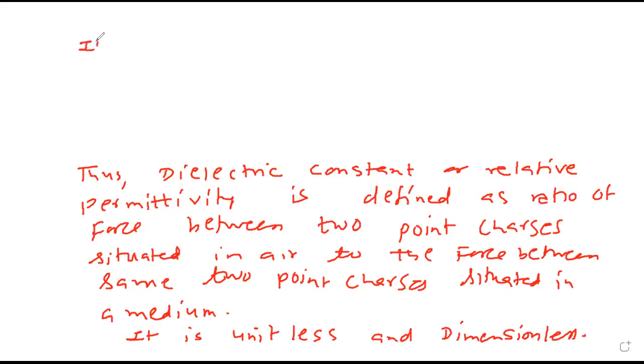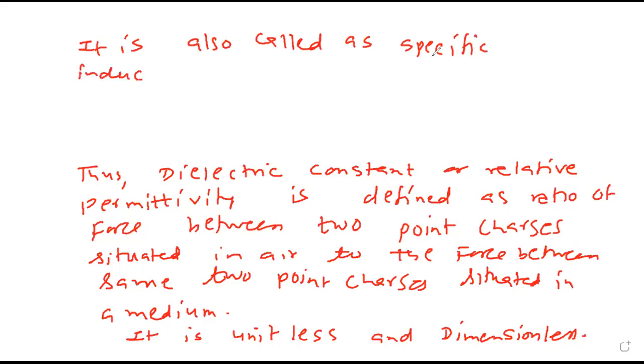One more line, write down. It is also called as specific inductive capacity. So there are three names for dielectric constant. One is dielectric constant, other is relative permittivity, third is specific inductive capacity.